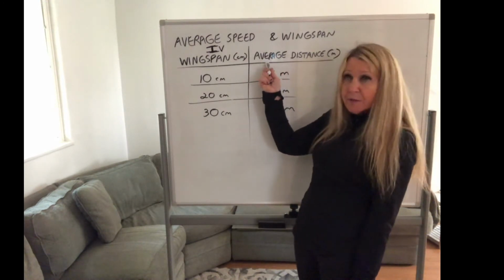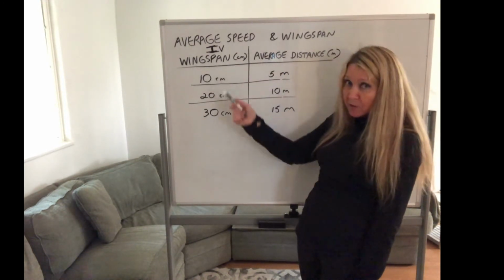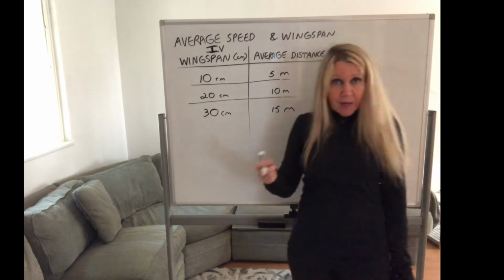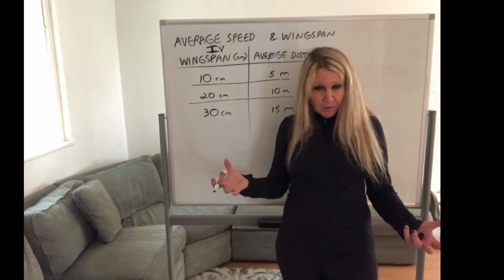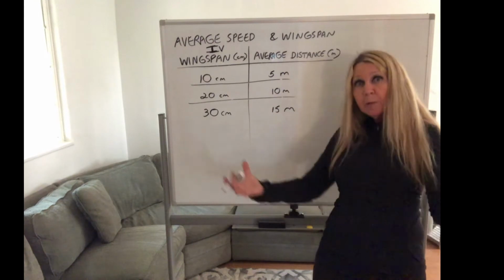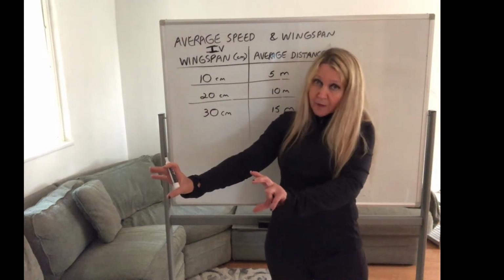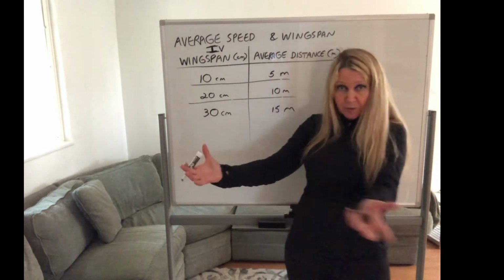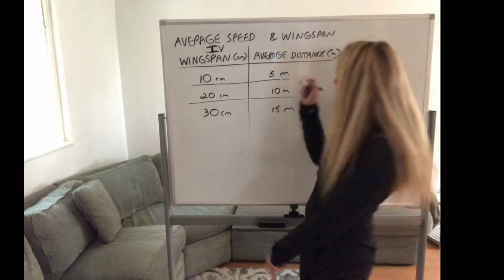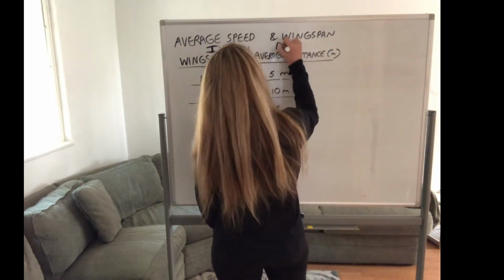The effect then of changing the wingspan could be the distance of travel, the average distance. So the dependent variable depends on the independent variable. That's why it's called the dependent. Okay, so this is the DV.